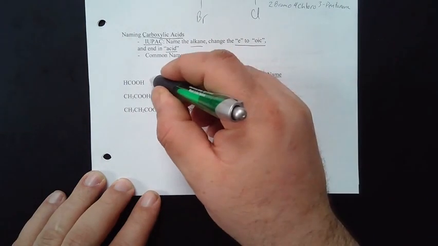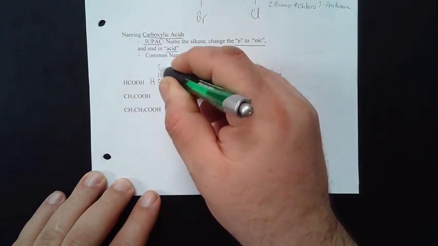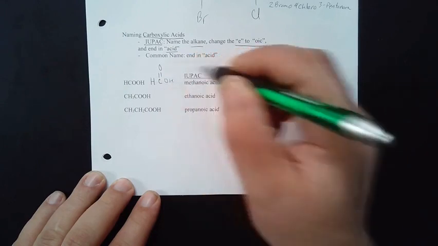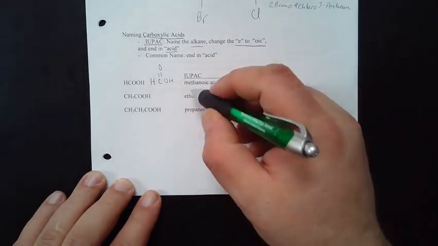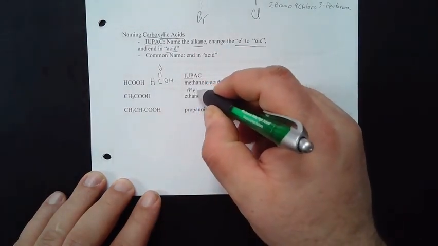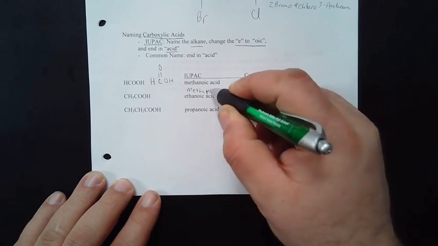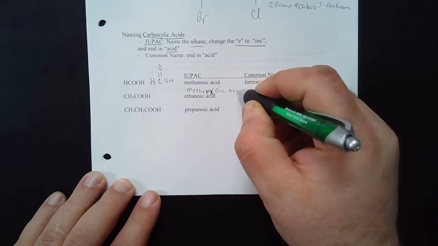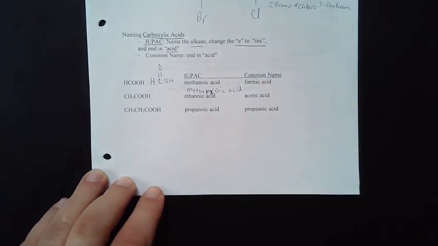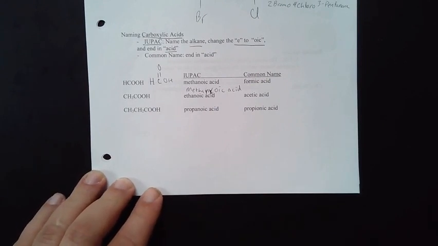So what we are looking for is a carbon with a hydroxide group on it, as well as a double bonded oxygen. So the methanoic is going to only have one carbon with the hydroxide group. Ethanoic, on the other hand, we're going to go methane, take the E off, add oic, and then the word acid.